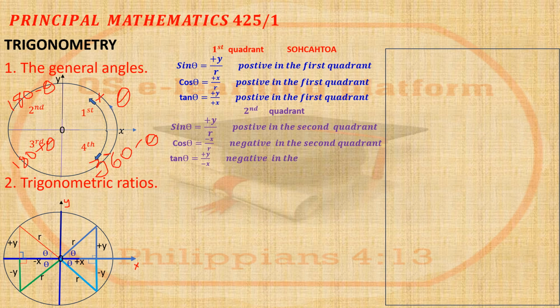Tan of theta, tan we said is opposite over adjacent. Opposite is positive y and adjacent is negative. Positive divided by negative ends up with a negative. So tan is negative in the second quadrant. Meaning in the second quadrant, it is only sine that is positive.